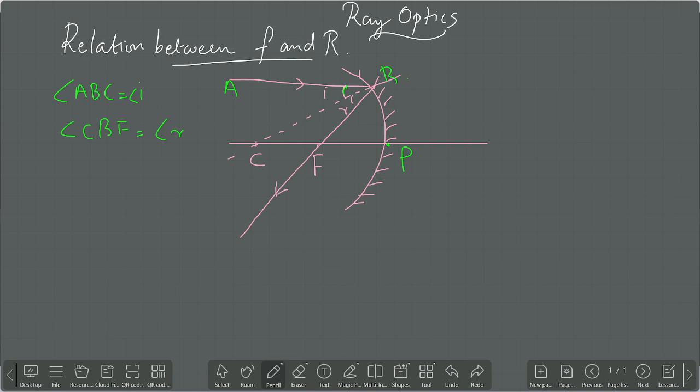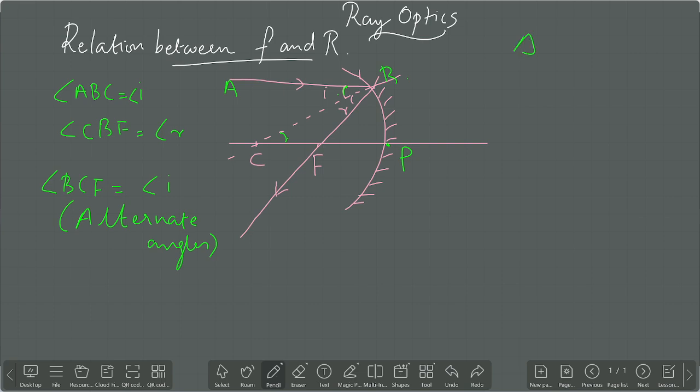And what about these two angles? What you can say about these angles? Angle BCF, which is equal to angle I. Why is it? This is called alternate angles. This angle and this angle will be same, because they are alternate angles.